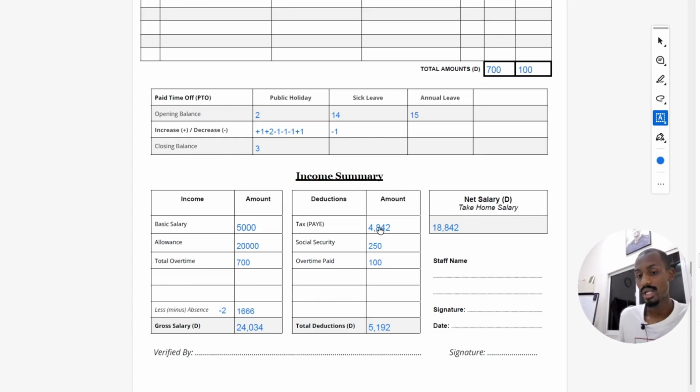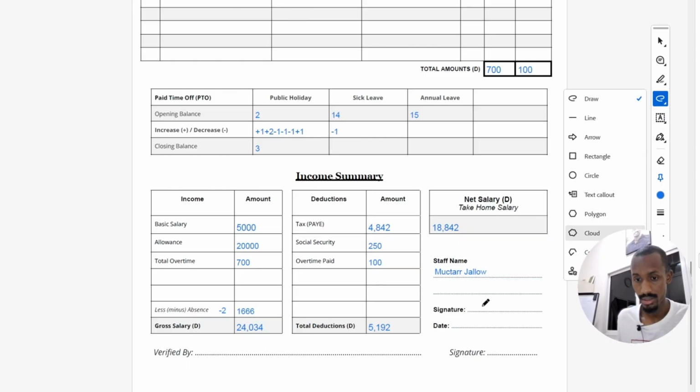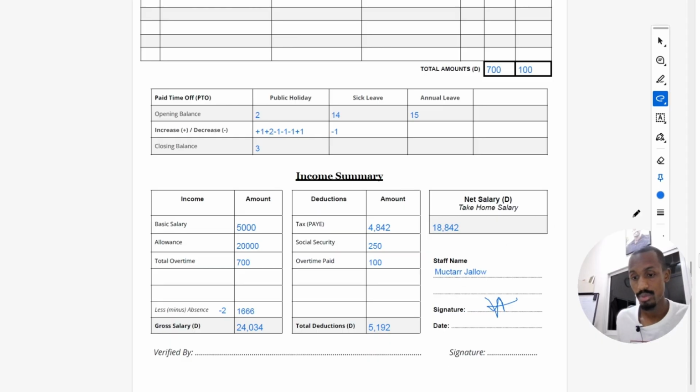All right, so this is what I am supposed to be paid. Remember, all these things I'm supposed to fill in myself. That's why you need your co-workers probably to help you until you understand. Then I come here, I put my name, Mukhtar Jallo, and I sign. Normally it's supposed to be the last day of each month that you sign this thing.